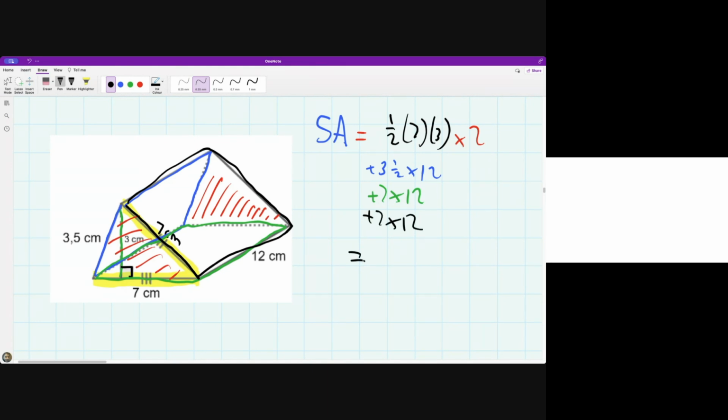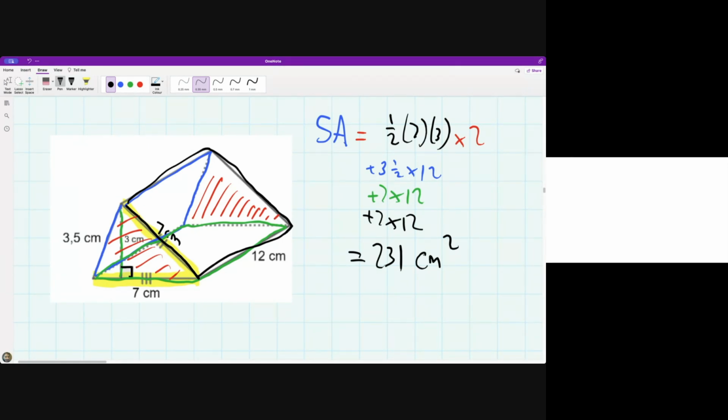So what is my surface area going to be? Let's have a look. So plus 3.5 times 12 plus 7 times 12. I get 231 centimeters squared. And so does Reniwe. So does Callan. This is great news.